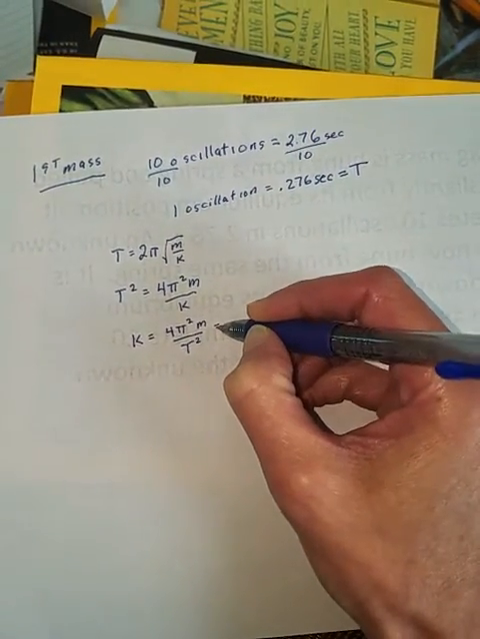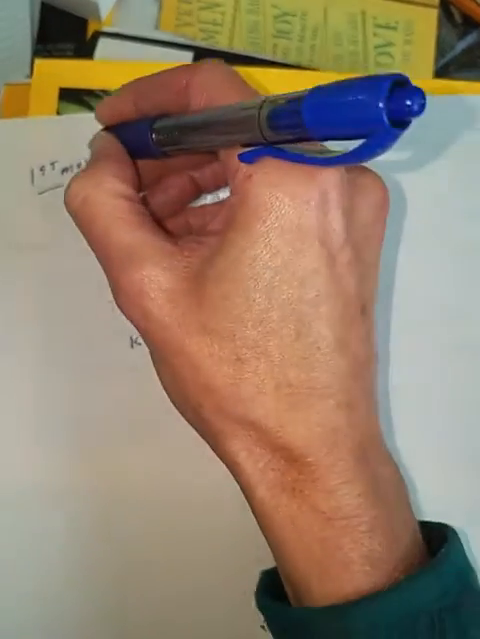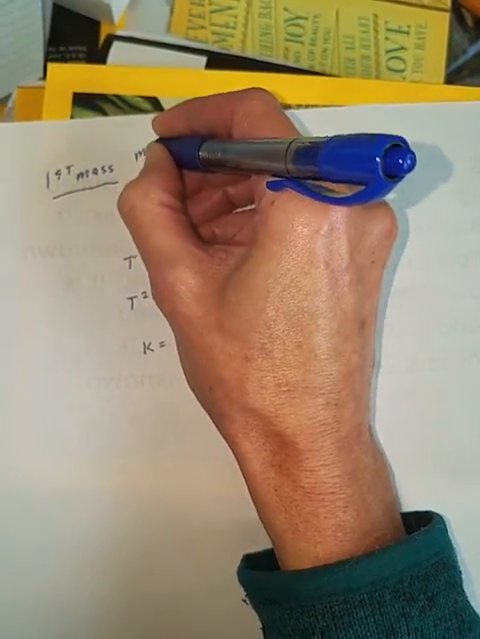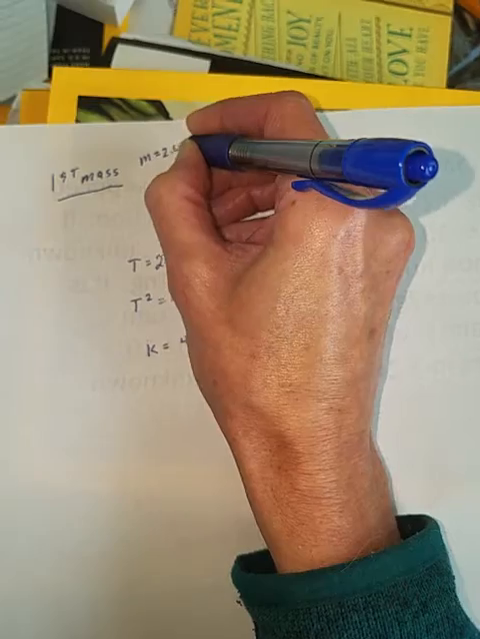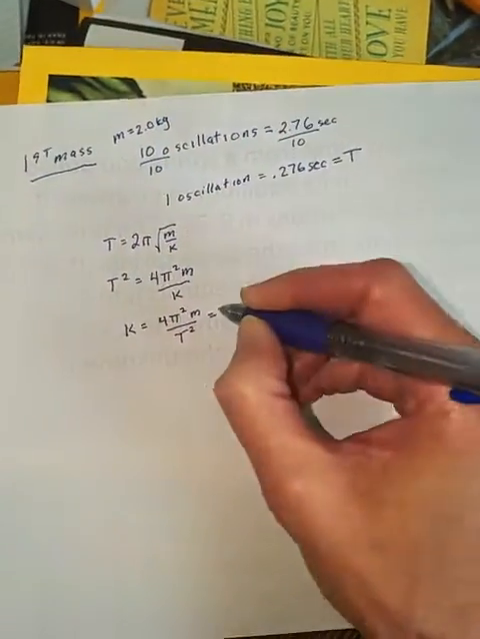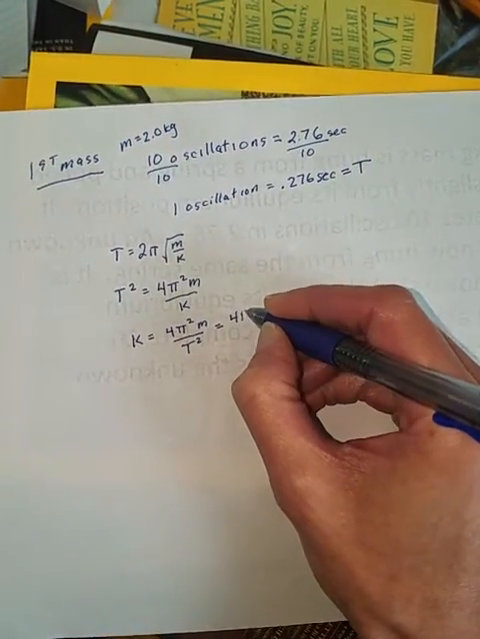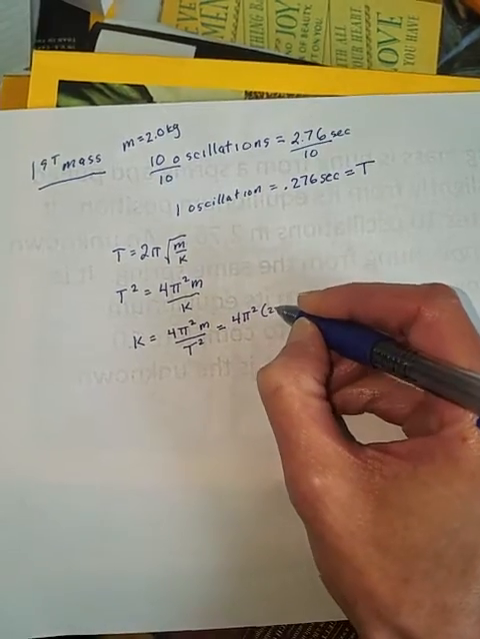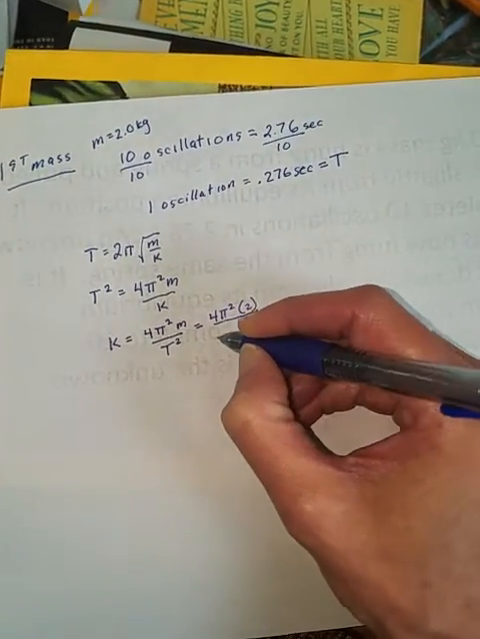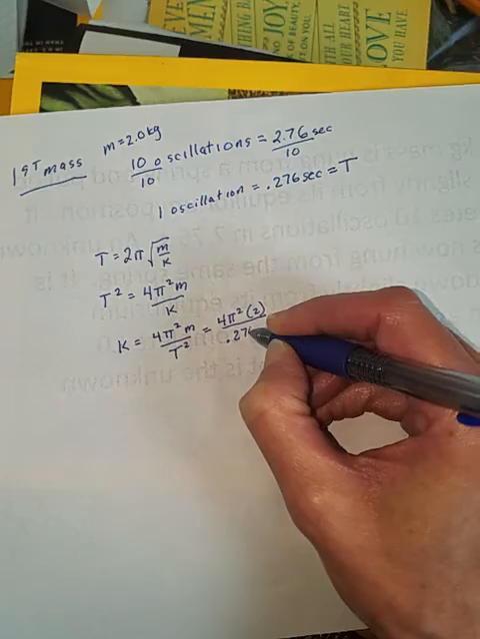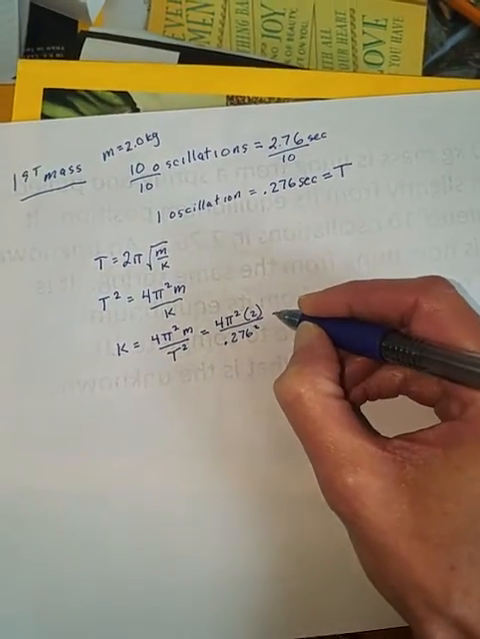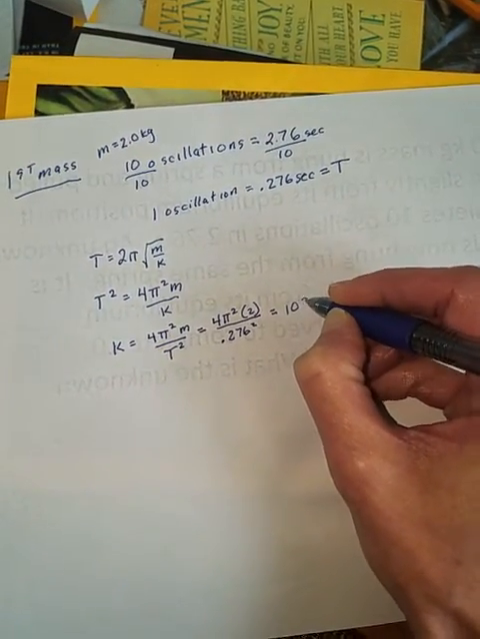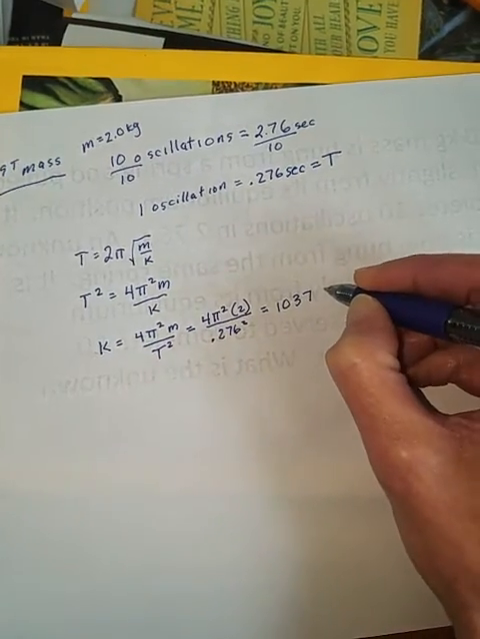If I plug that in, our mass was 2 kilograms. We have 4 pi squared times 2 divided by 0.276 squared. That ends up being 1037 newtons per meter.